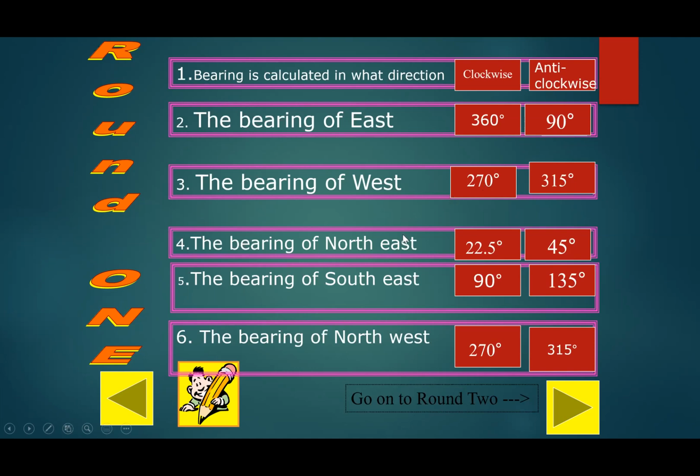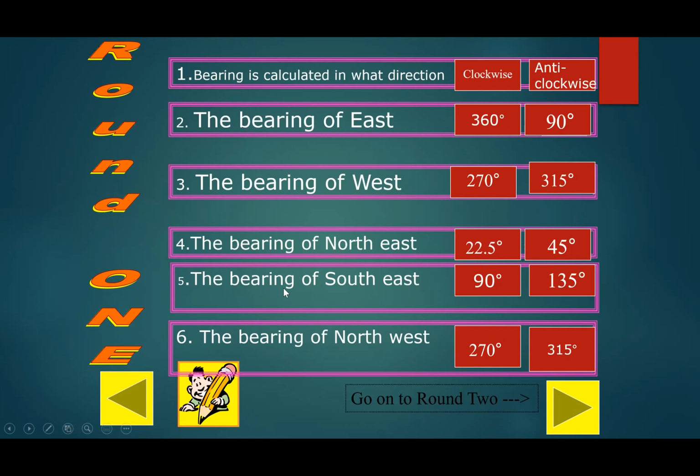The bearing of northeast. What is your answer? Is it 22.5 degrees or is it 45 degrees? The answer is 45 degrees. How are you doing so far? Did you get 4 out of 4 so far? We have 2 more to go. Let's see who will get all of our concluding questions correct.